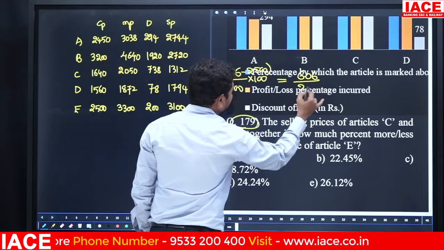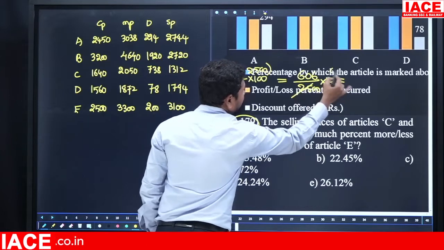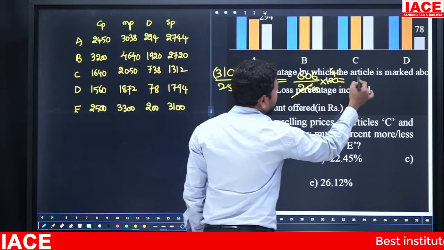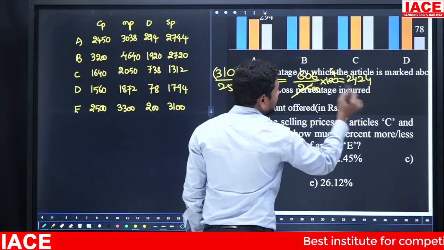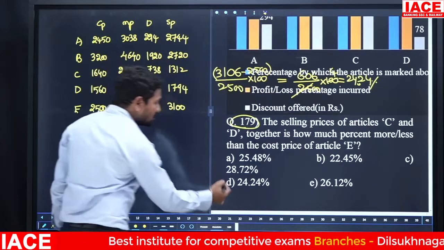606 by 2500 into 100. So 25 goes into 100 4 times. 4 into 606, what is the value? 4 6s are 24. The denominator is 100, so how many decimals? 2 decimals. 24.24. 24.24 means option D.